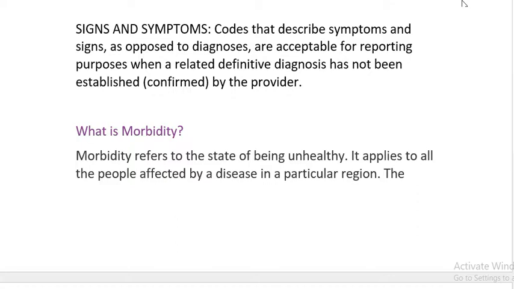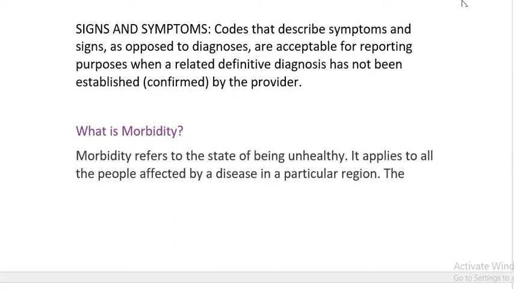So, what is that guideline? Codes that describe symptoms and signs, as opposed to diagnosis, are acceptable for reporting purposes when a related definitive diagnosis has not been established, meaning confirmed by the provider. So, for example, the patient went to the hospital with fever. After research and evaluation, the physician could not find the reason for that fever. So here we can code fever as the PDX. Even though it is a problem, we can make it an assessment in the plan as the final diagnosis or confirmed diagnosis by the physician.